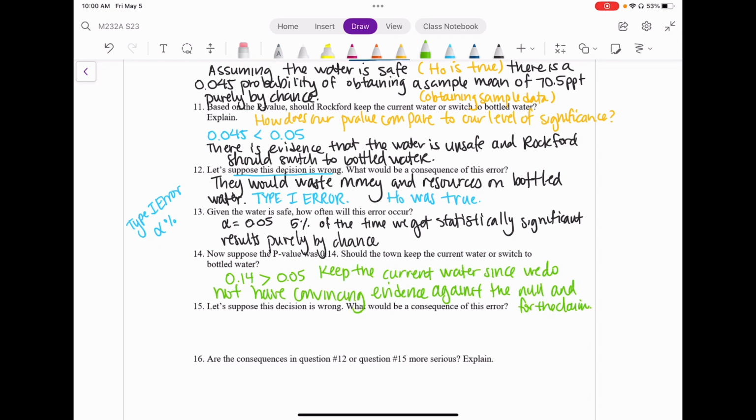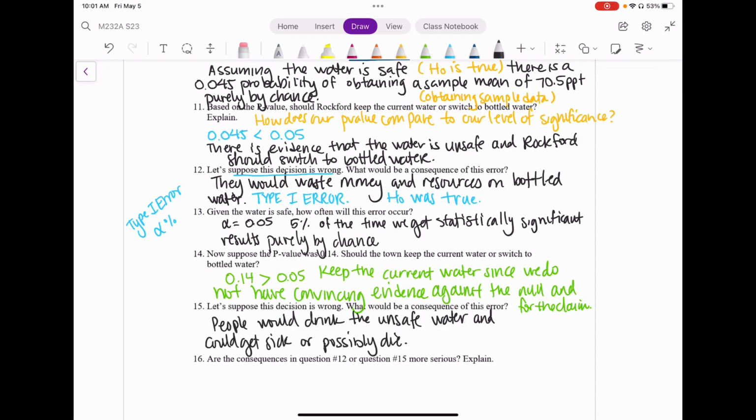So what if we made a wrong decision? What would be a consequence of this error? Well, in this case, if we're keeping the water and this is wrong, this means that the water is unsafe and you could possibly get sick or die. This mistake is a type 2 error.